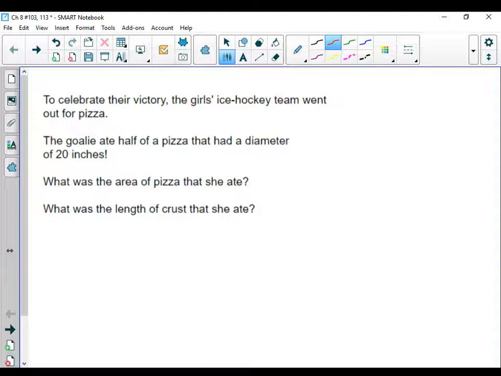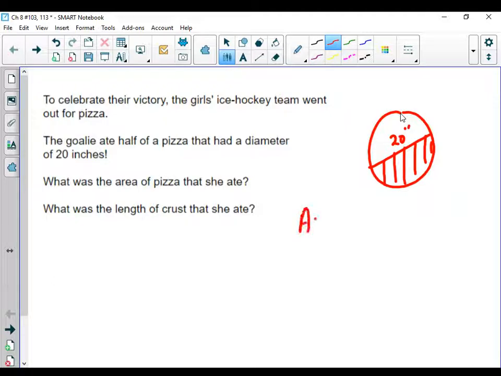Hopefully, for the most part, I saw good answers on the first problem because they talked about the goalie eating half the pizza. They said the diameter was 20 inches for that pizza. But again, they were just going to eat half of that. So you did a nice job with that one of figuring out, well, if I find the area of the entire circle, which in this case would be 10 squared because the radius would be 10, times pi.